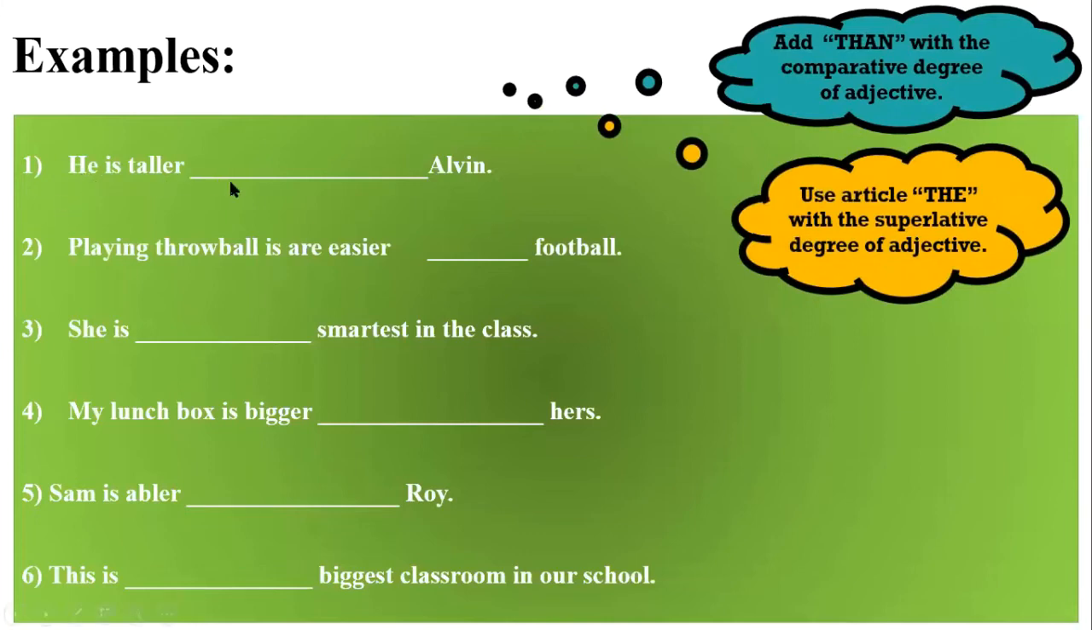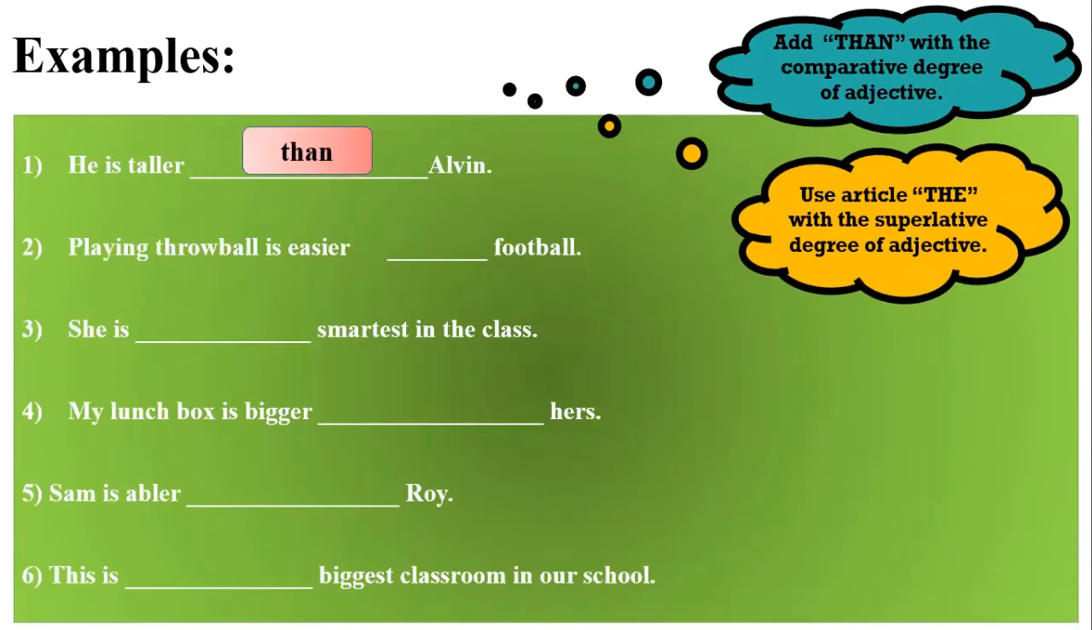He is taller dash Alvin. Okay, he is taller. When we say taller, what degree is it? Comparative, like shorter. That is a comparative degree. So which word will you use? Than or the? When it is comparative, you use than. So only then it will be complete. He is taller than Alvin.